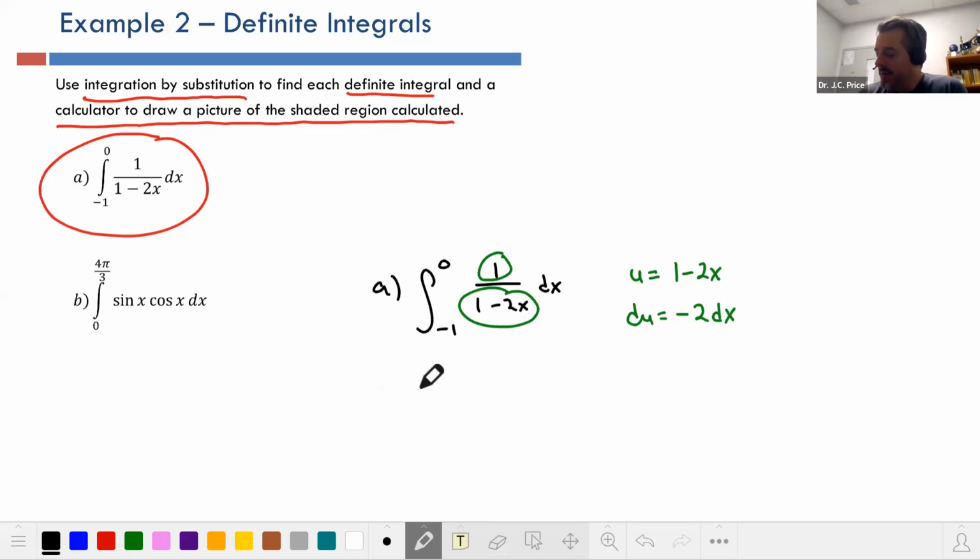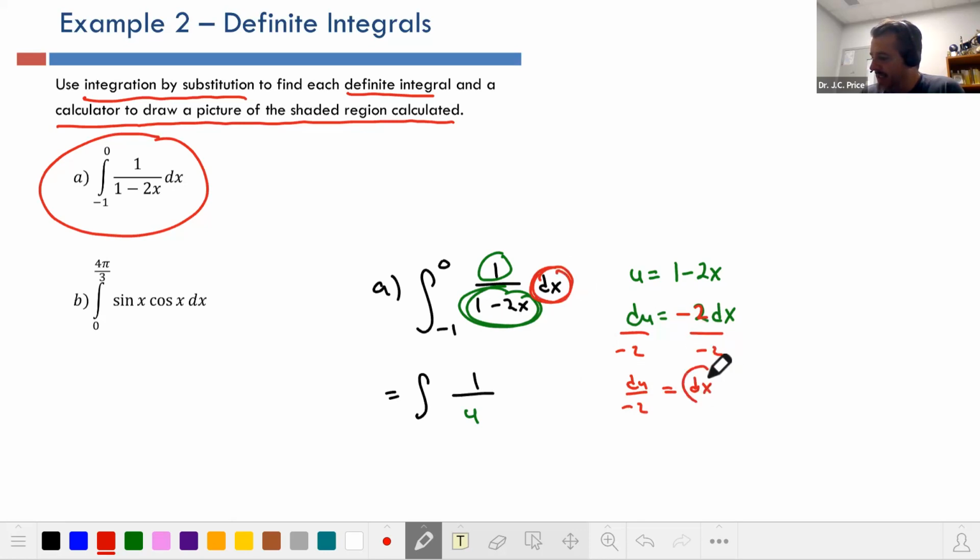And so I see how to make my substitution here. I have 1 divided by, and this is my u right there, so I'll put a u. And then I'm left with this dx over here, and so I've got to be careful because I have this -2 on there, so I'll divide out by -2 first. And so I get du divided by -2 is equal to my dx. And so now I can replace that dx with what it's equal to, that du divided by -2.